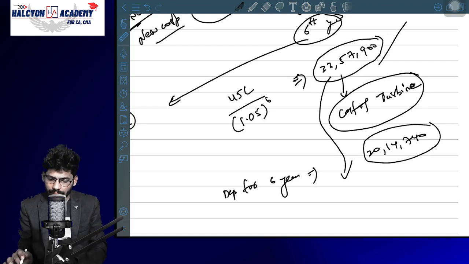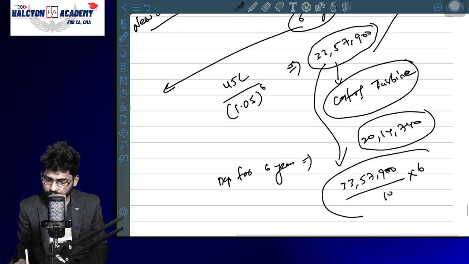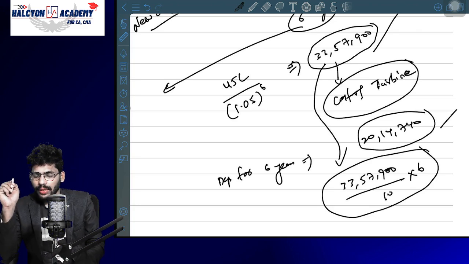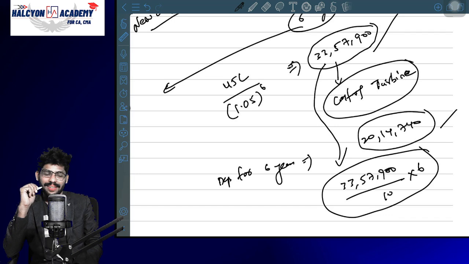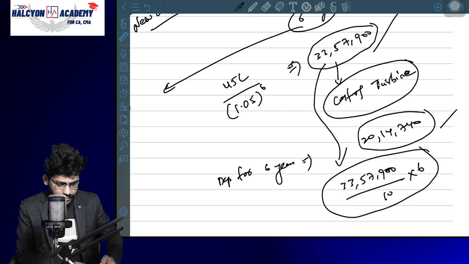You can calculate, guys. 33 lakh 57,900 is the cost. Life is 10 years. Please calculate depreciation for 6 years, into 6 by 10. How much? 20 lakh 14,740. Then what is the carrying amount here? 33 lakh 57,900 minus 20 lakh 14,740. How much?